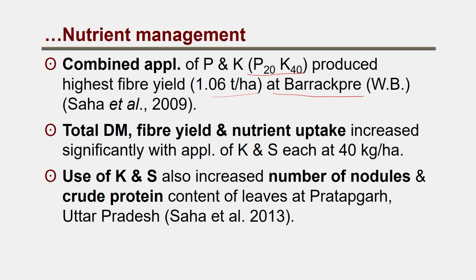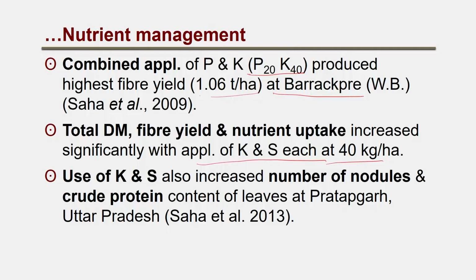Total dry matter, fiber yield and nutrient uptake increased significantly with application of potassium and sulfur, each at 40 kg per hectare. So, you can see that certain crops, particularly this sannhemp crop, respond well to sulfur, but this is at location-specific deficiencies where plants respond to sulfur.